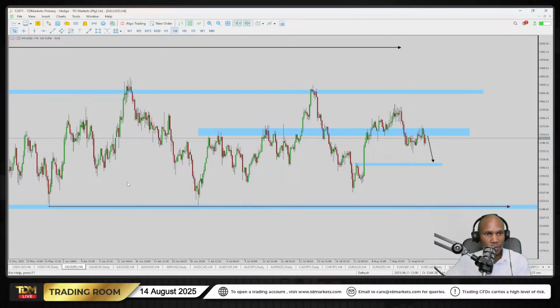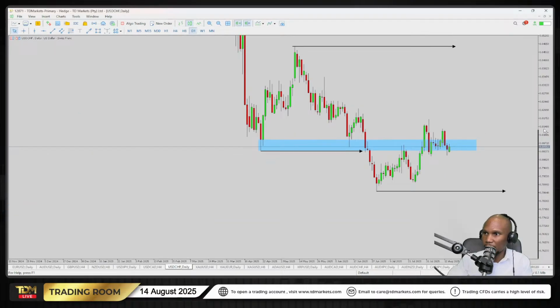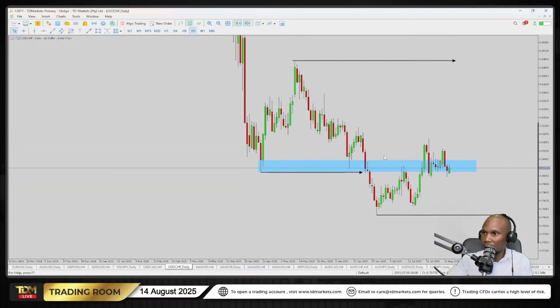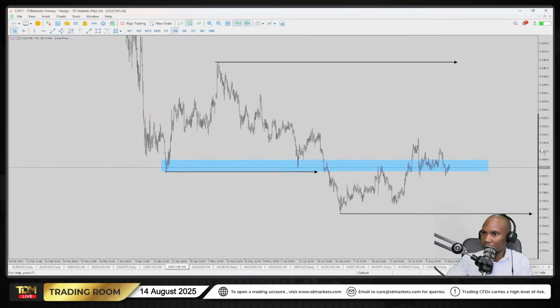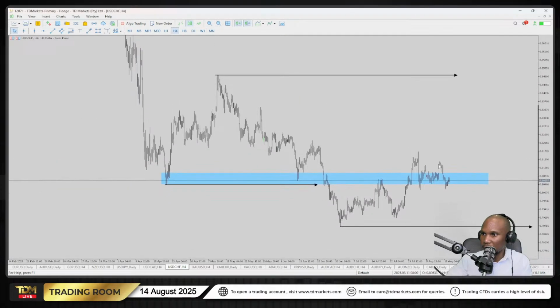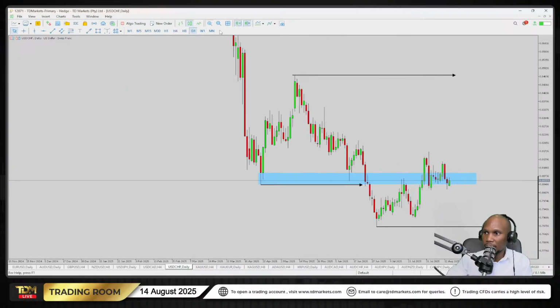So let me go to USD Swiss in the meantime. We are still bearish on USD Swiss. So what is happening here? Let me just do this. Okay, so USD Swiss might change now. It might change, right? I'm on the daily time frame. I'll go to the 1 hour time frame. We are looking for one more push up on USD Swiss, just one more push up.